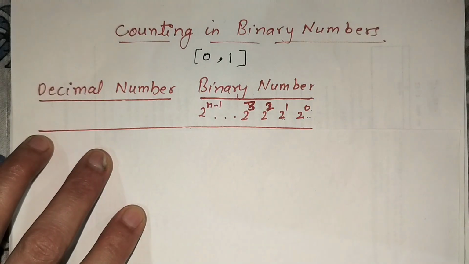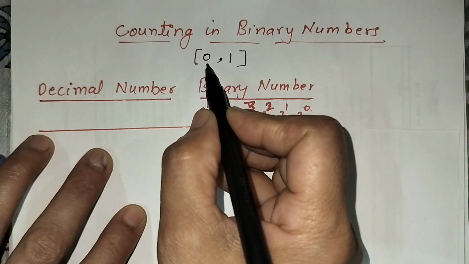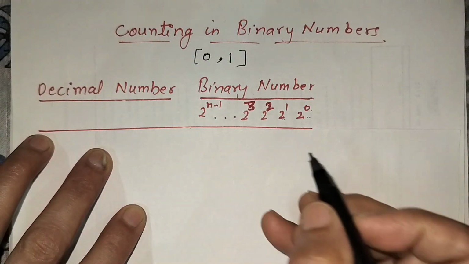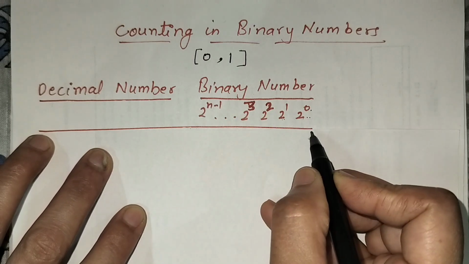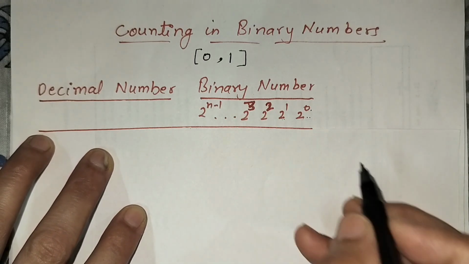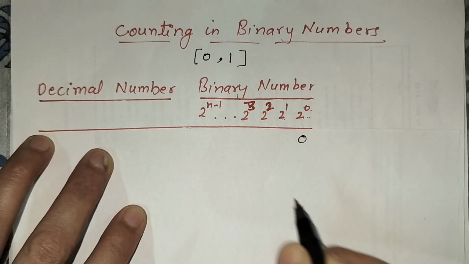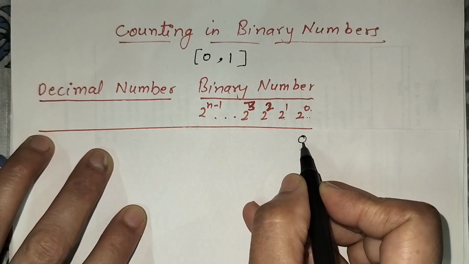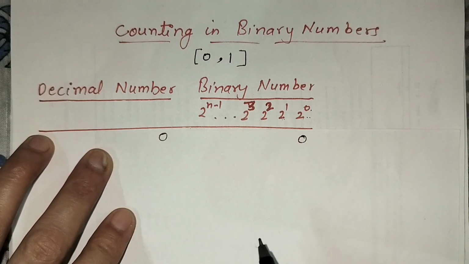The counting in binary numbers is very similar to the decimal number. As in decimal, we start with the lowest one, meaning 0. Similarly, in the binary number system, we will start counting with the lowest number. So we will start with this 0 and place it at the least significant position. This is the least significant position, so we will put 0 here. The decimal equivalent of this number is also 0.